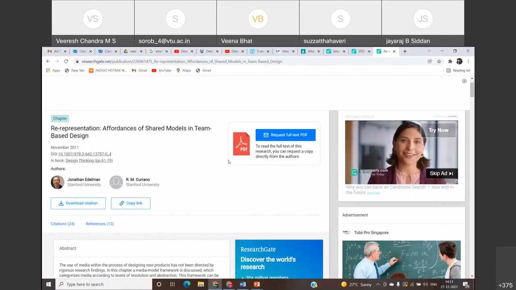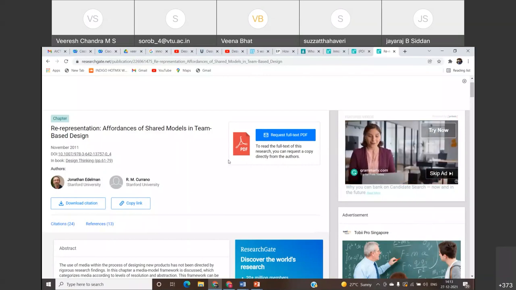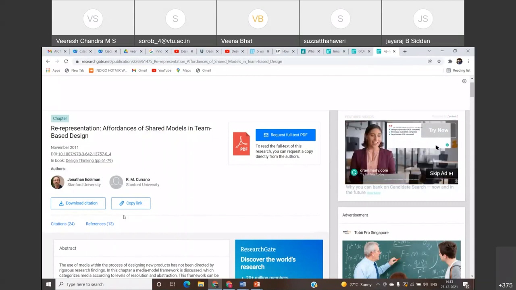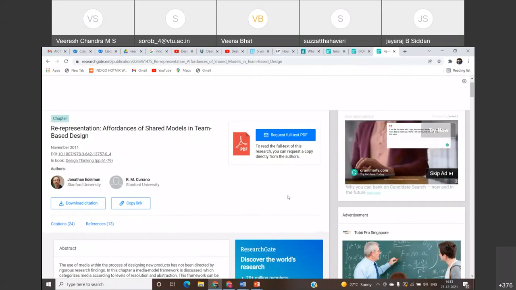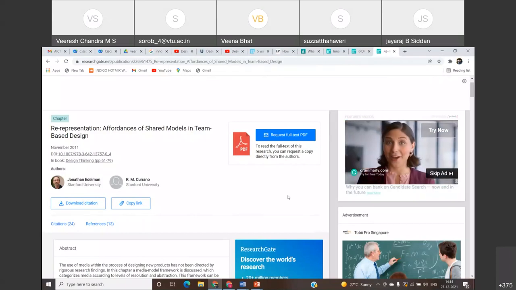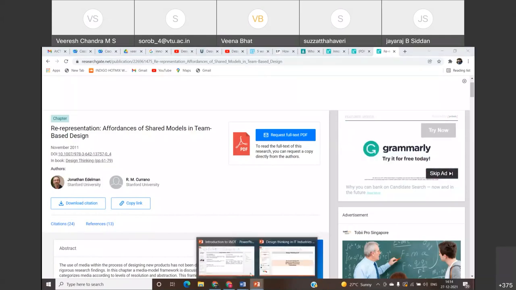When I say team-based design, teams are involved in designing certain things. So how exactly are shared models working? For example, CATIA, or let us say a software which I am using to sketch my component of an engine. I have to share this among my team members. How will it be done? It can be done online. Yes, of course, it can be done online. So that is not an issue. But there are certain models built up, business models or shared models which have been built up. So what are those shared models? How exactly can the sharing be done in team-based design? So this is one perspective.